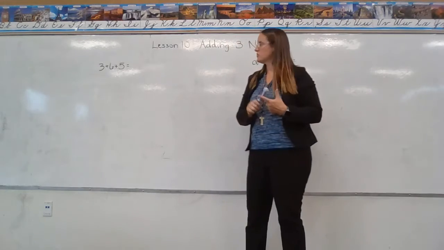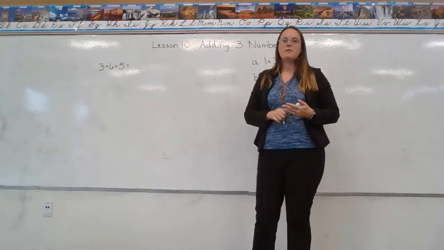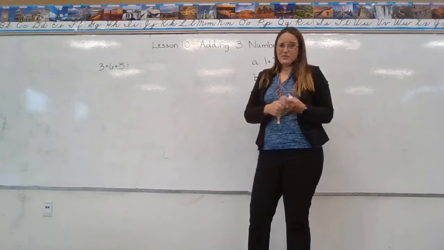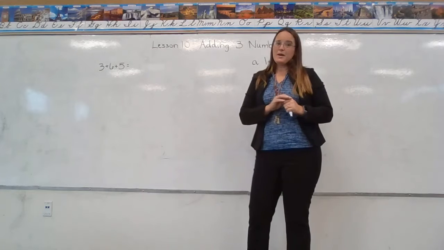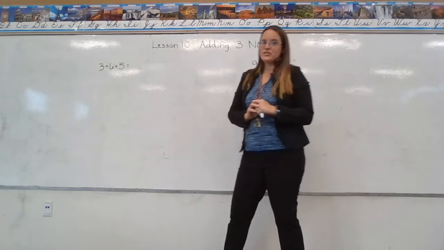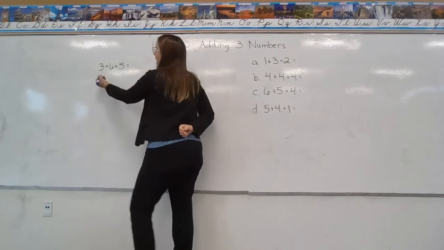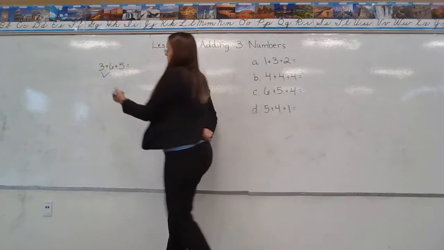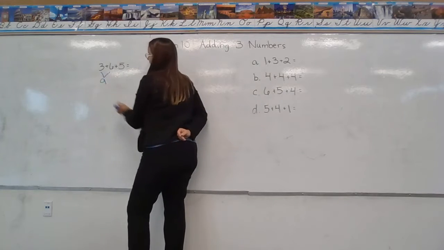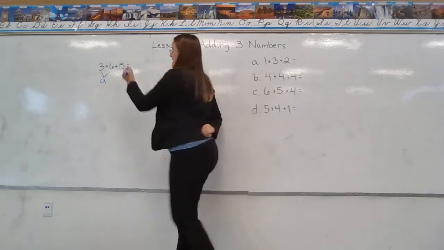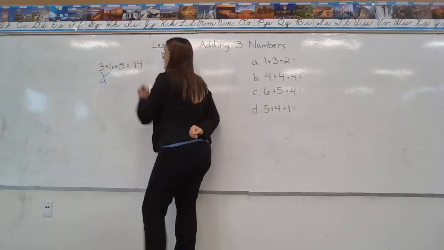I have the numbers 3 plus 6 plus 5. So there's lots of different ways we can do this. It does not matter what order we add the numbers in, but we're only going to add two at a time. So I could add 3 plus 6 first, which would give me 9, and then I'm adding 9 plus 5, which gives me an answer of 14.